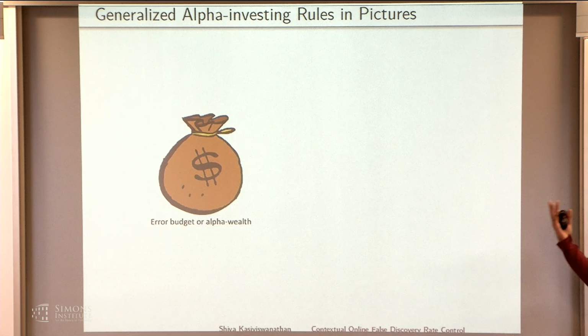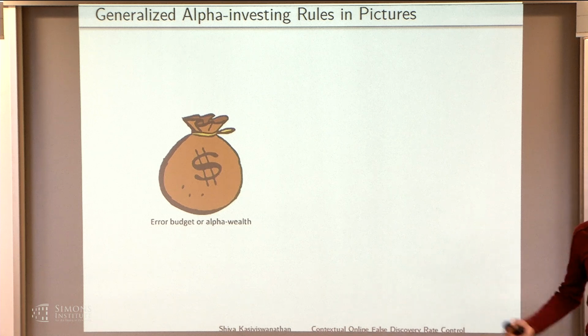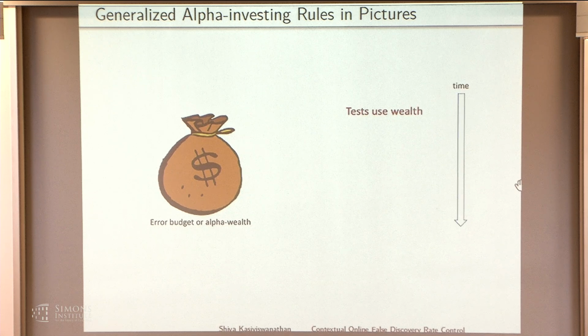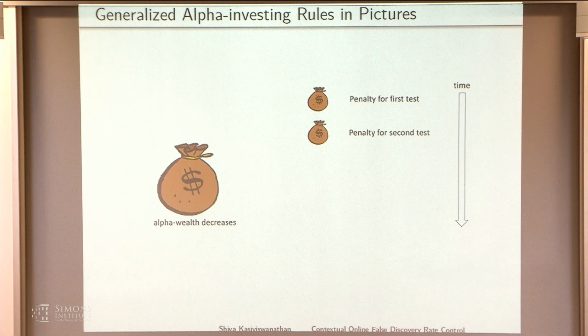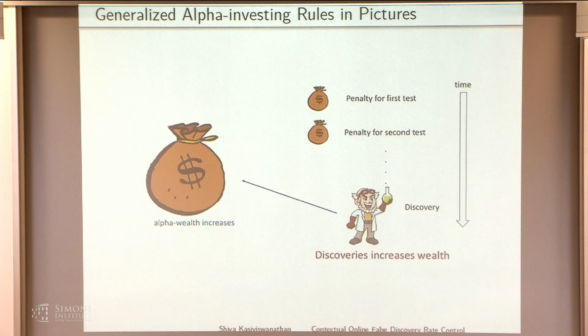Let's say that you start with some budget. That's your alpha value that you have for your testing procedure. And the idea is that each of these tests is going to use some wealth of this. So you pay some penalty for doing a test. After the test, you lose some money, and so each test will cost you some money. But each discovery, you get a reward. It's a very simple setup. Every time you do a test, you pay something, and every time you make a discovery, you earn something back. So that's generalized alpha investing in pictures.